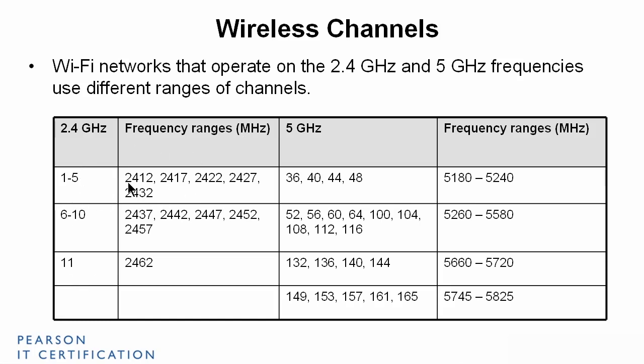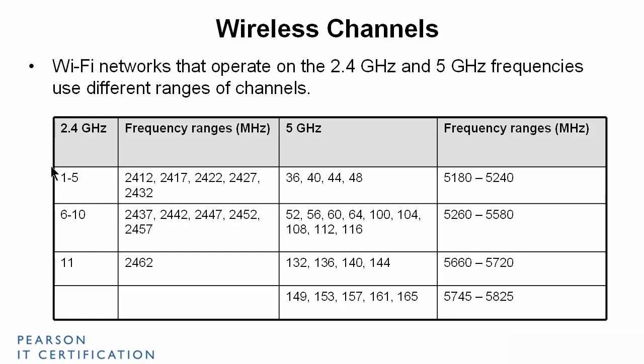Channel 1 is actually 2412 megahertz or 2.412 gigahertz. Channel 2 is 2417 megahertz, and so on. And it goes on that way through to channel 11, which is 2462 megahertz. So your range is between 2412 and it's really 2467, I believe, or 66 total for the range you can use.